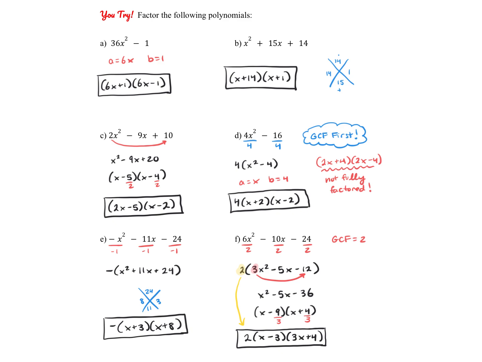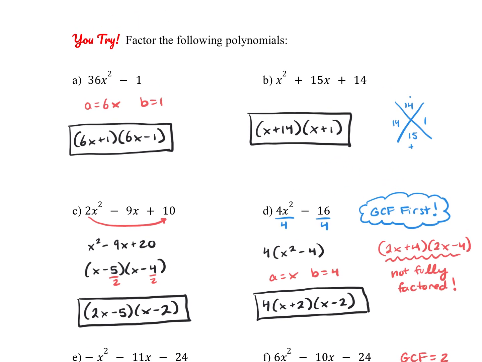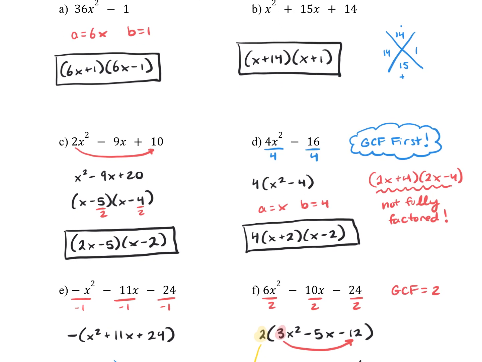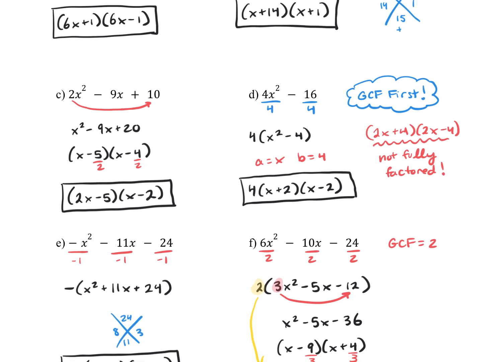All right, go ahead and check your work here. For the first one, for part A, you can do difference of two squares. For part B, it's just a trinomial with an A equal to 1, so it should be pretty straightforward. For part C, I use that bottom-up method, but you should end up with 2x minus 5 times x minus 2, regardless of the method you used.